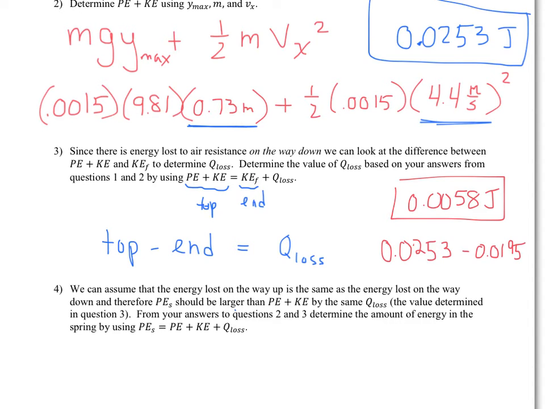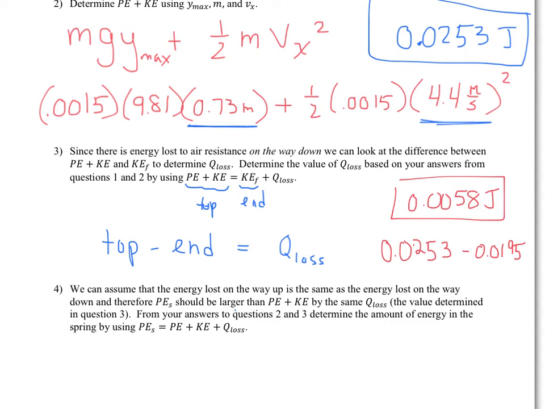Again, the energy that the projectile has at the top is some number. Say it's 7 joules. Then it hits the ground with only 5 joules. Where did the 2 joules go to? Q loss, that's the energy due to air resistance. That's what we're determining. It's just that they happen to be really small numbers here. Alright, so there's more energy at the top. It's got less energy at the end.